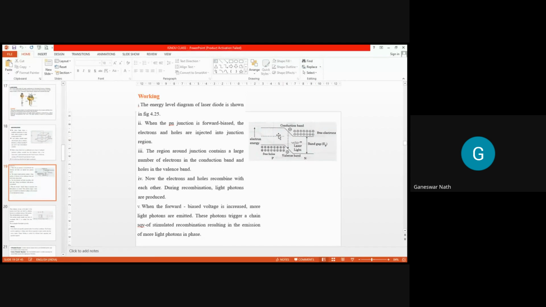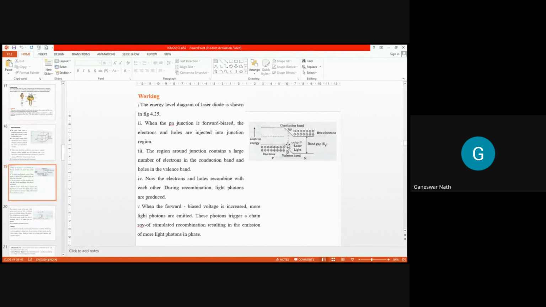Okay, in this region, on the P side, the holes are there, and on this N side you can find that it is rich in electrons. So when biasing takes place, electrons penetrate from this N-type region, and the holes are also attracted toward this region, and within this region we can find that recombination takes place.